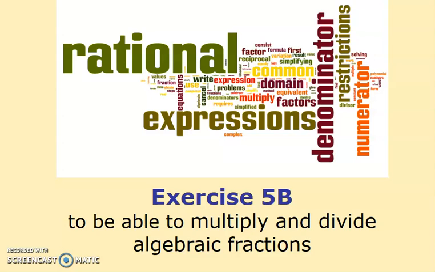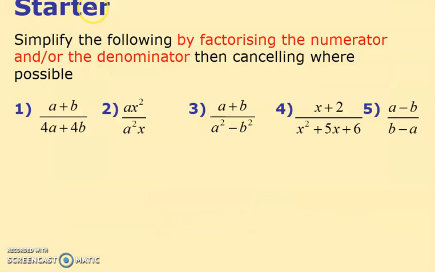Hi there, this is a look at some algebraic fractions. Some of this probably is almost GCSE-ish, so I'm hoping it's not too hard, but we'll soon see, I suppose. So let's have a look at this. A starter should definitely be fairly straightforward. Simplify the following by factorising the numerator and/or the denominator and then cancelling down.